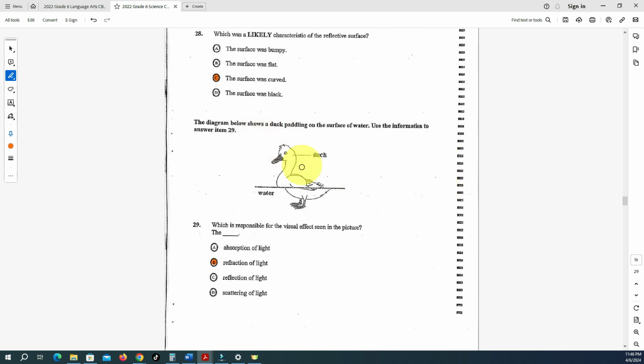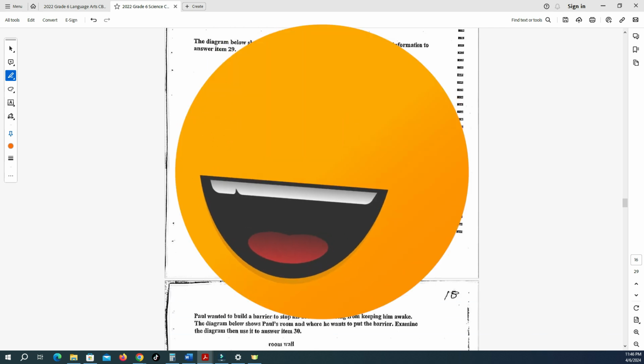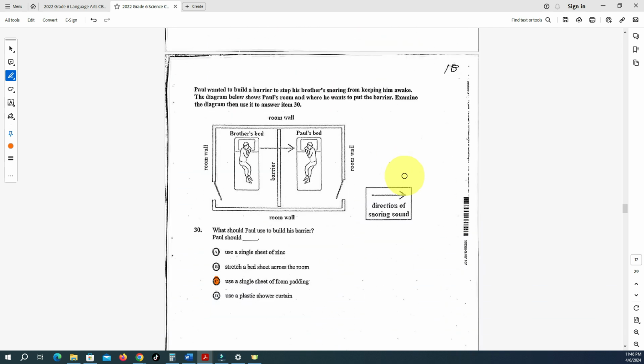All right. We're jumping into 29. The diagram below shows a duck paddling on the surface of water. Use the information to answer item 29. So here's a duck. This is a refraction. So what a refraction is, based on how the light hits, especially in water, it makes it look like the image has split. So I definitely chose refraction.